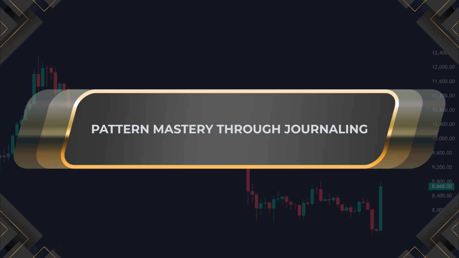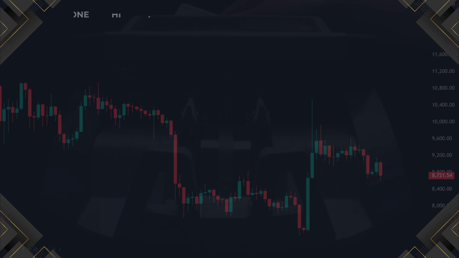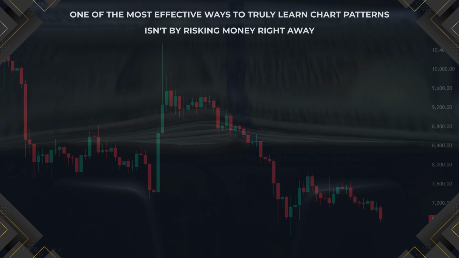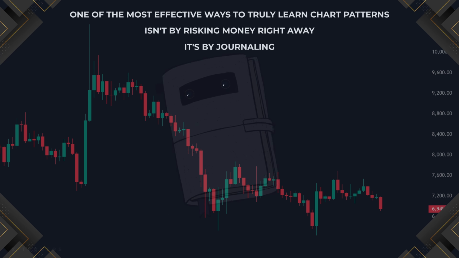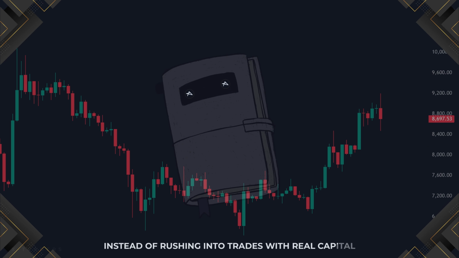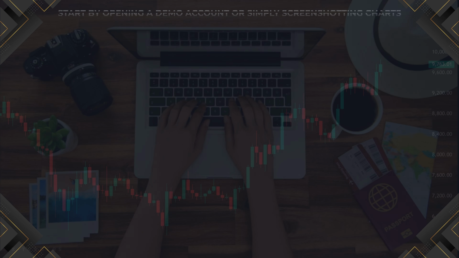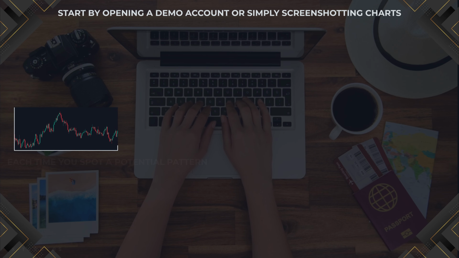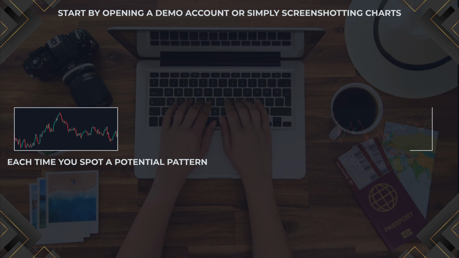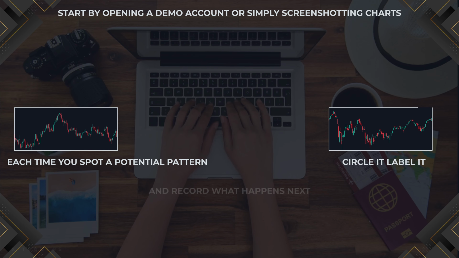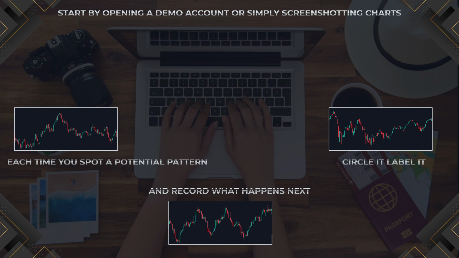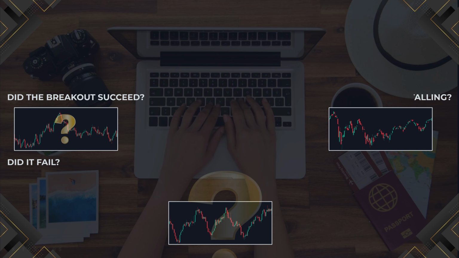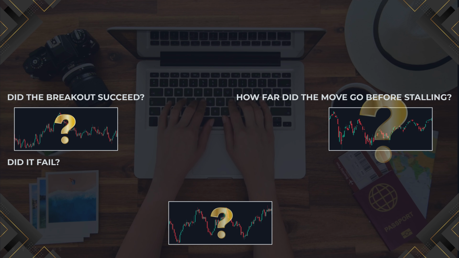Pattern mastery through journaling. One of the most effective ways to truly learn chart patterns isn't by risking money right away, it's by journaling. Instead of rushing into trades with real capital, start by opening a demo account or simply screenshotting charts. Each time you spot a potential pattern, circle it, label it, and record what happens next. Did the breakout succeed? Did it fail? How far did the move go before stalling?